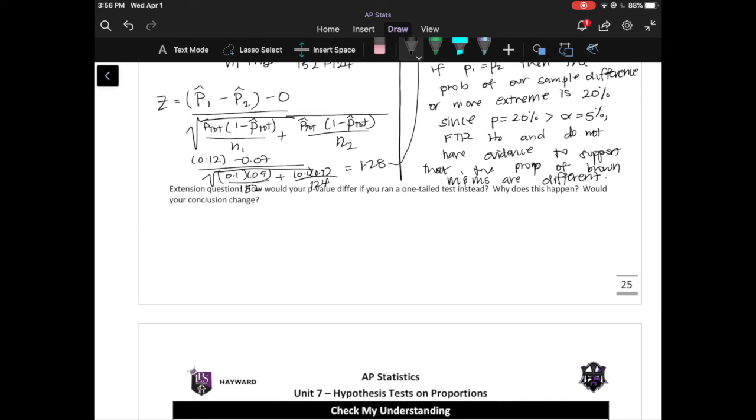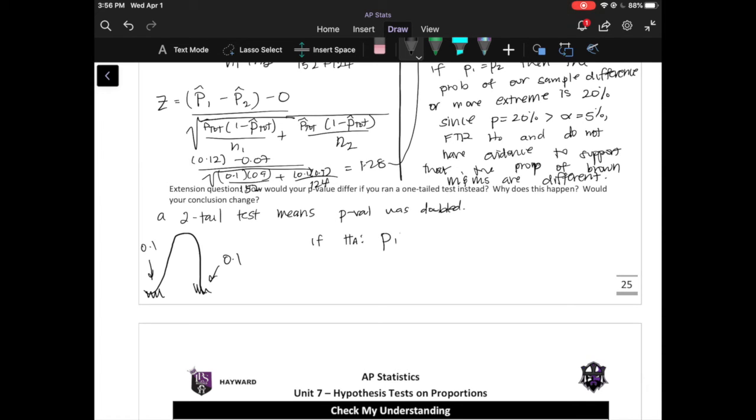Here's an extension question. How would your p-value differ if you ran a one-tail test instead? Why does this happen? Would your conclusion change? Well, first, we need to remember that a two-tail test means the p-value was doubled, right? So if this is our curve, both of these p-values add up to 20. So each little section is 0.1.